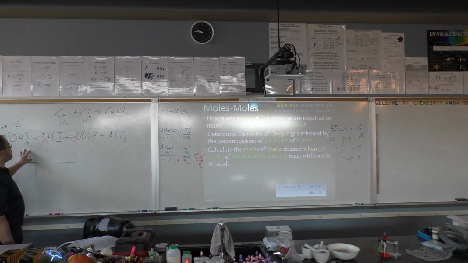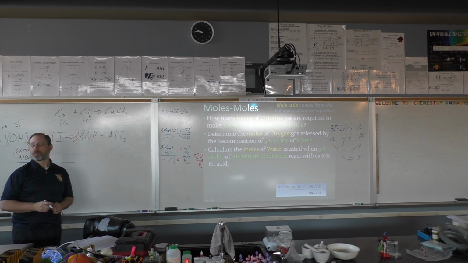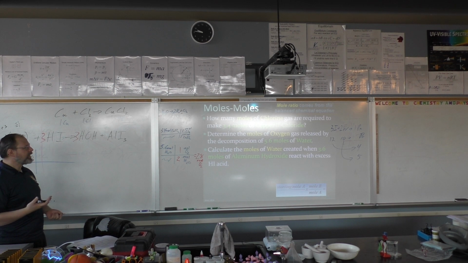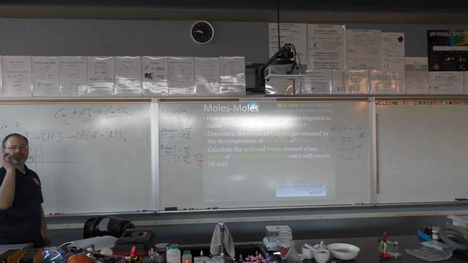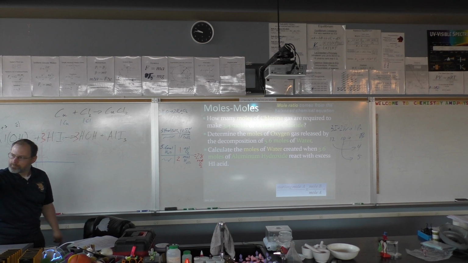What should we put in our top box? 3.6 moles of aluminum hydroxide. Good. 3.6 moles of Al(OH)3. It's really easy when they give you a single number and they ask what is or how much of something else. So read your exercise. Most of your word equations are going to be this. Here's a single number, how much what is.